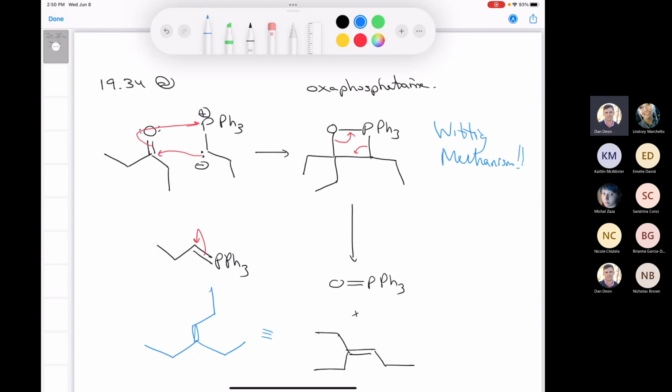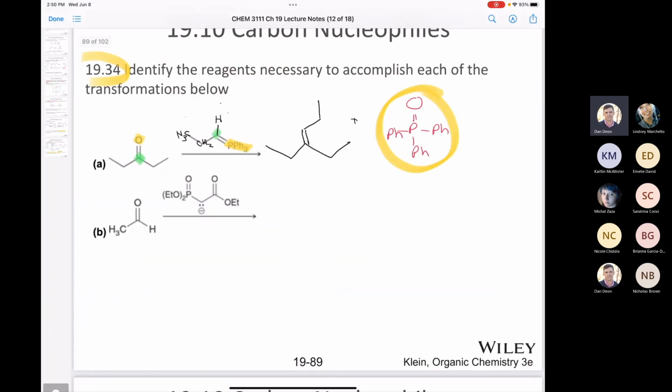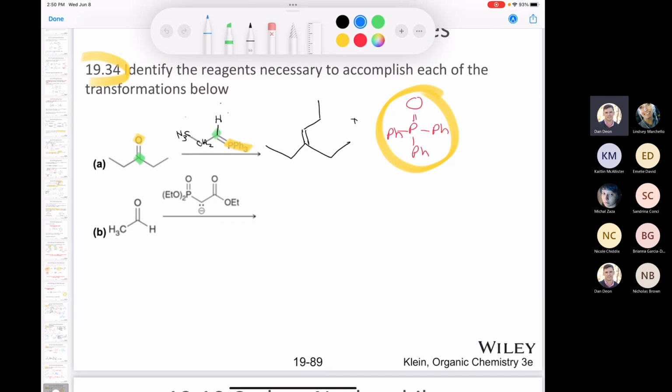I'm not going to go over the mechanism for the Horner-Wadsworth-Emmons reaction. It's virtually identical. The only thing that we have to remember here is that we end up with the E product. So this is the Horner-Wadsworth-Emmons reaction. We'll put here E product is what's going to predominate.